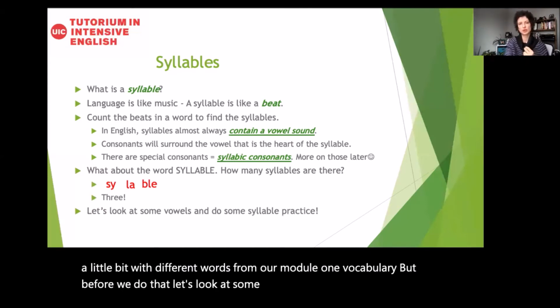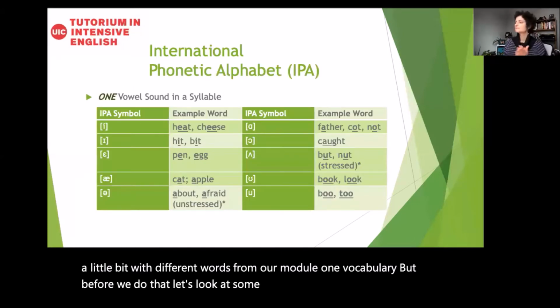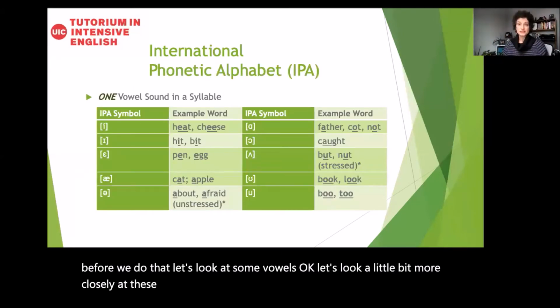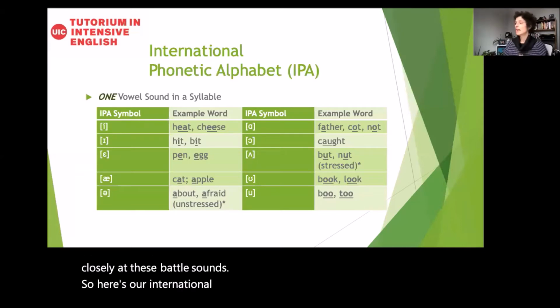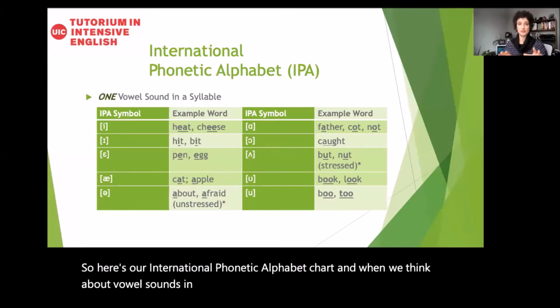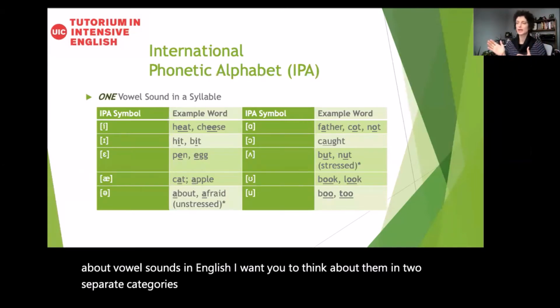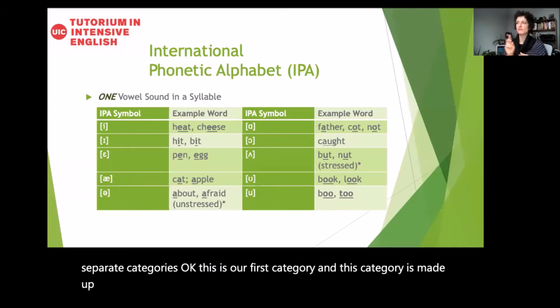Okay, let's look a little bit more closely at these vowel sounds. So here's our International Phonetic Alphabet chart. And when we think about vowel sounds in English, I want you to think about them in two separate categories. Okay, this is our first category. And this category is made up of vowels that have one vowel sound inside the syllable.